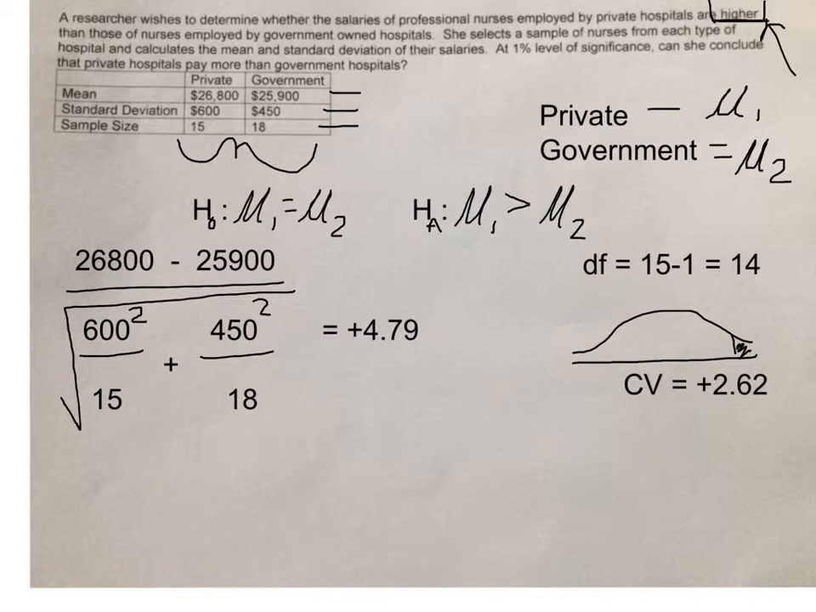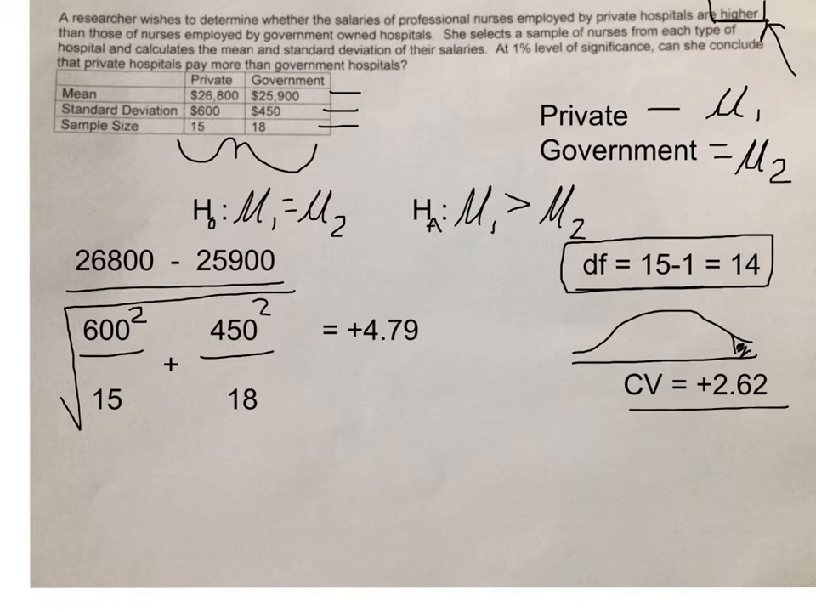So now we're looking at a test statistic of 4.76 and a critical value. Again, remember, you're looking at the smaller of the two sample sizes. This is a t-test because we're dealing with standard deviation from a sample and a small sample size.